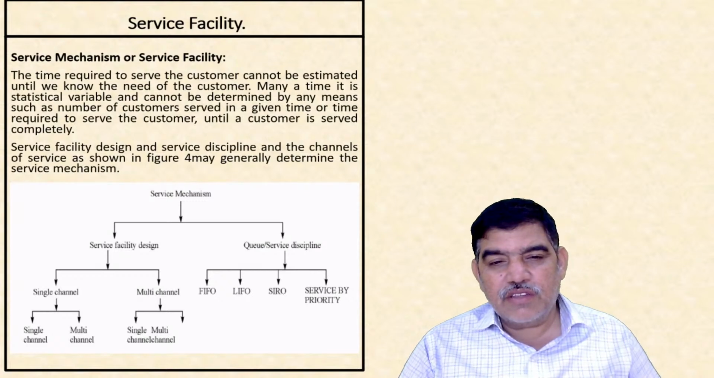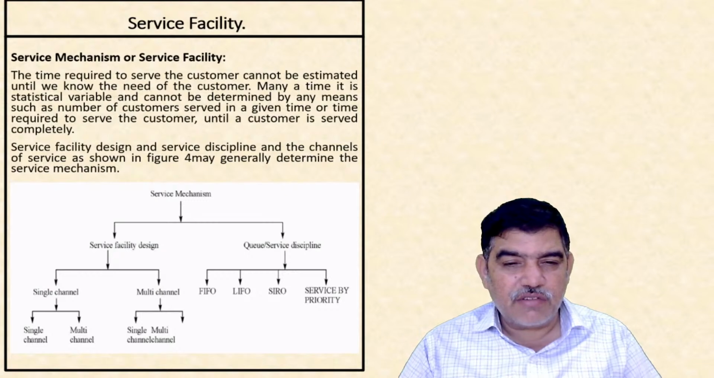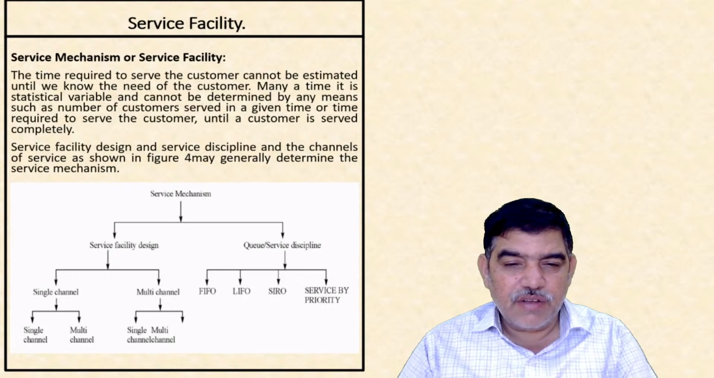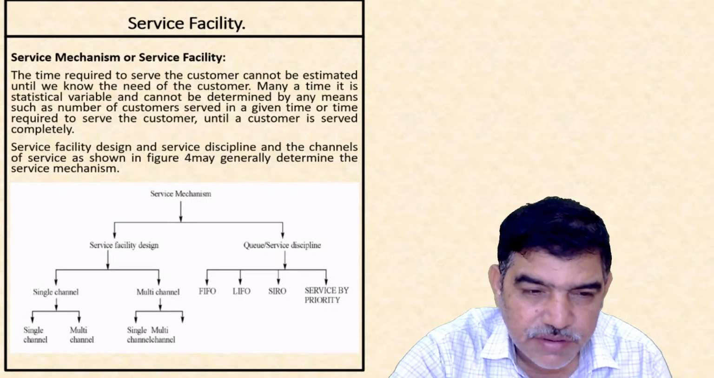Now queuing service discipline. In the queuing service discipline, there are four terms. One is FIFO, first in first out, LIFO, last in first out, SIRO, and service by priority. These are the four criteria in the queuing discipline.